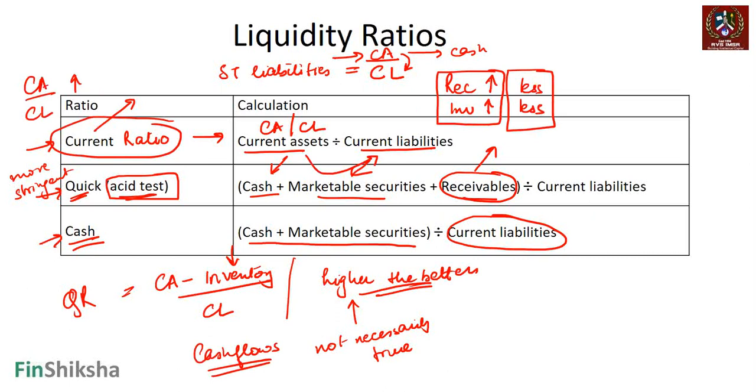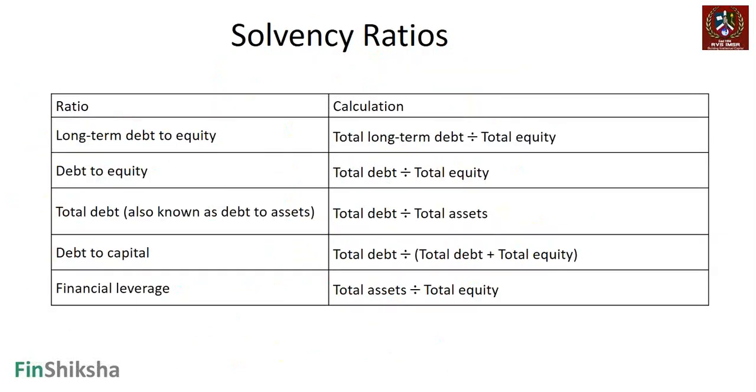In general, a firm should have adequate current assets so as to cover its current liabilities. That's what liquidity ratios tell us. The next set of ratios is called the solvency ratios. Now, what do we mean by solvency ratios? This is basically going to talk about how much debt a company has, right? So how much debt a company has versus its equity or total capital.